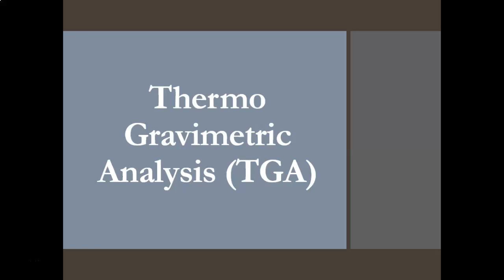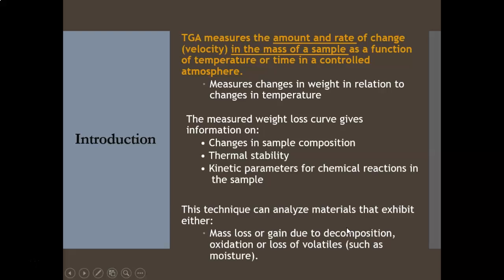This is our last topic for PST 351, which is thermogravimetric analysis, also known as TGA. Okay, what is TGA? TGA measures the amount and rate of change, which is the velocity, in the mass of a sample as a function of temperature or time in a controlled atmosphere.